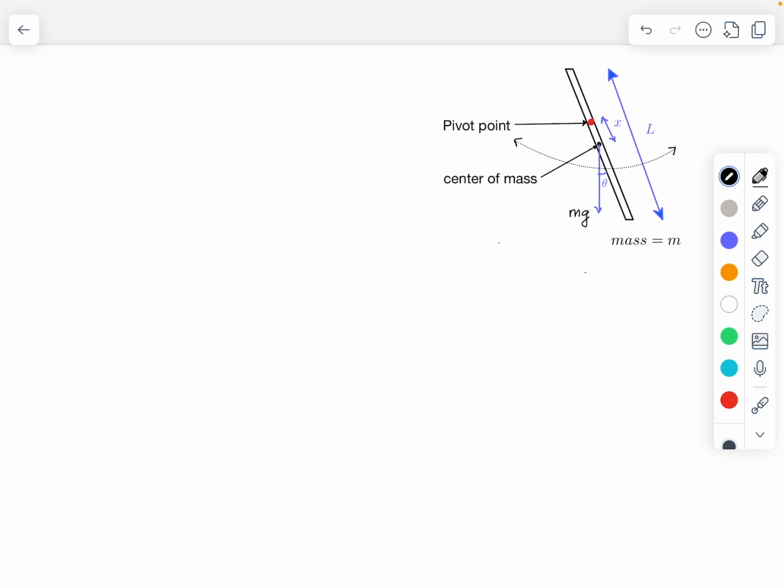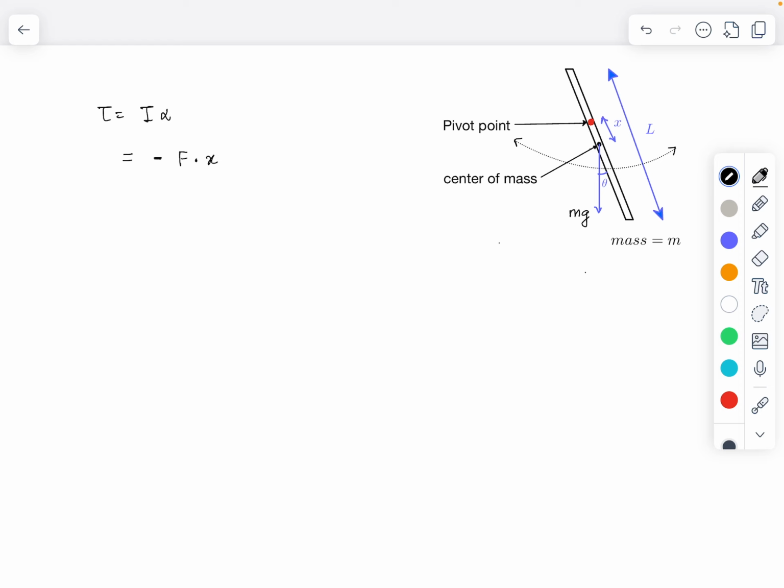So what we will do here is we will write the equation for torque. The torque here, torque equals I times alpha. And since this is a restoring torque, we will write this as a minus sign times the force times the distance of the force acting from the pivot point, and that is x.